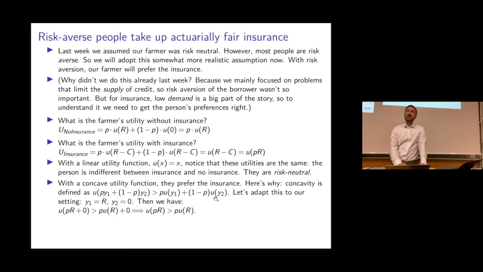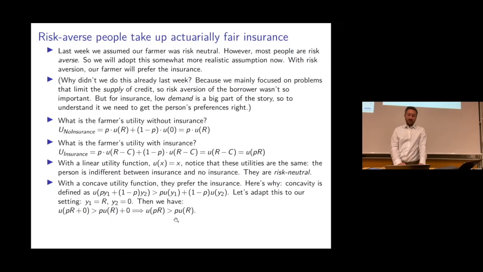I'm taking p of y1 and 1 minus p of y2. So that's the definition of concavity. So just adapt this to our setting. We'll replace the y1 with r and the y2 with 0. And that gives us u of pr plus 0 is greater than p of ur. So that's just replacing here with zeros. And so that tells you u of pr is greater than p of ur.